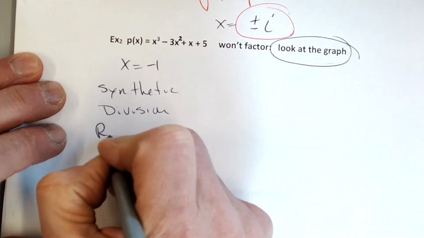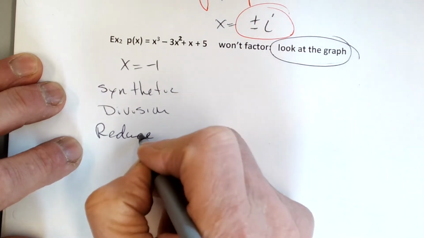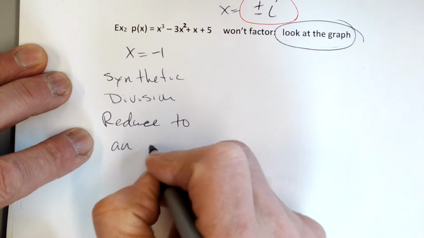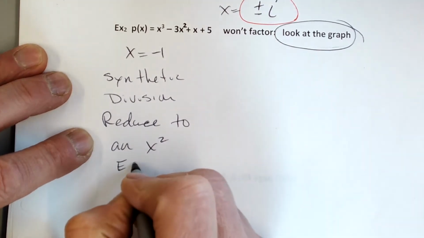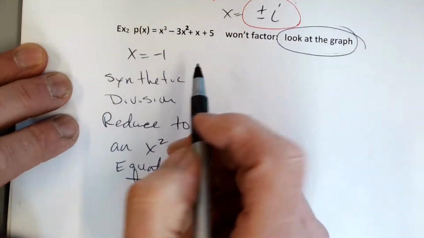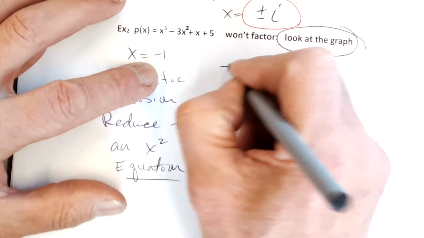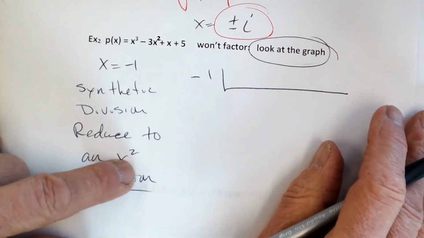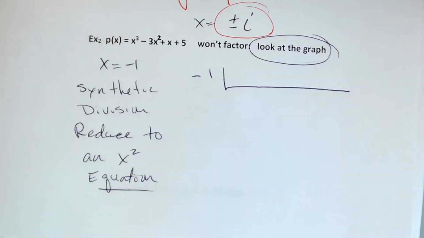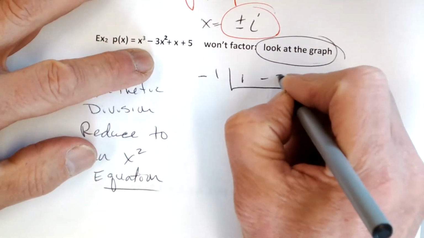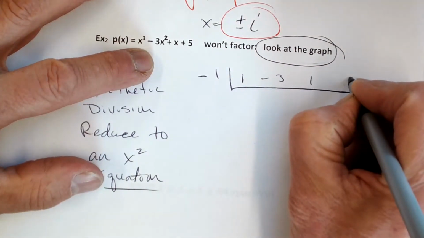To reduce this to an x squared equation, okay? I know -1 works. So let's take -1 and use synthetic division and see, once I get it down to an x squared equation, either it'll factor or we'll have to use the quadratic formula. Okay, so 1, -3, 1, 5.